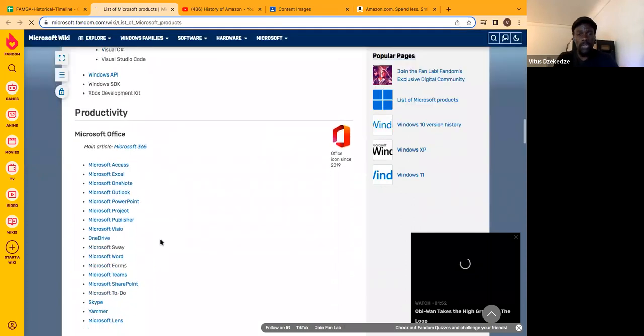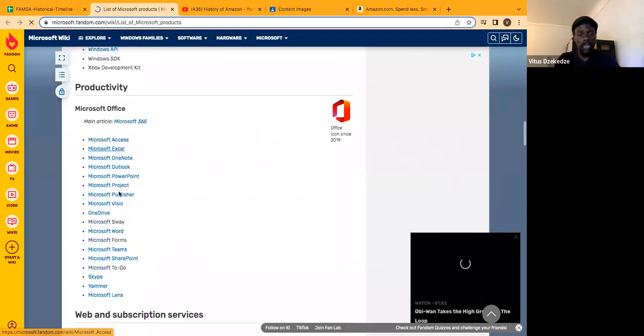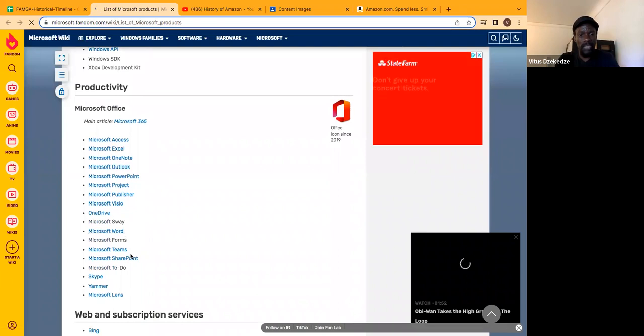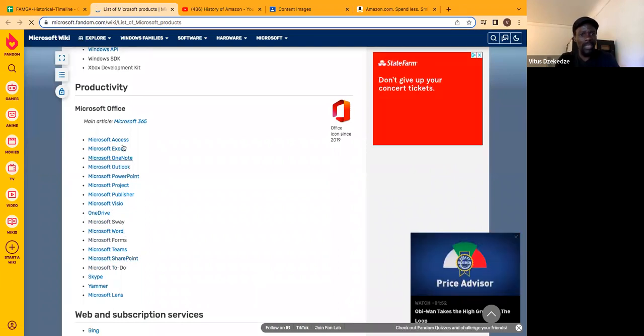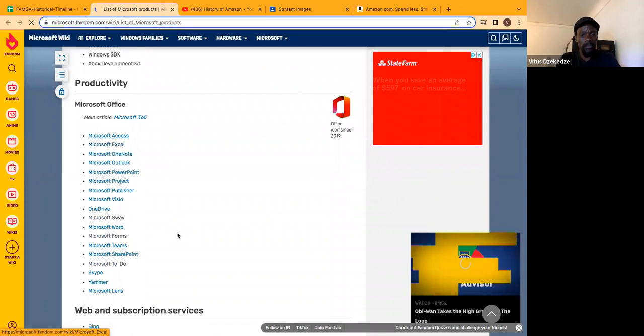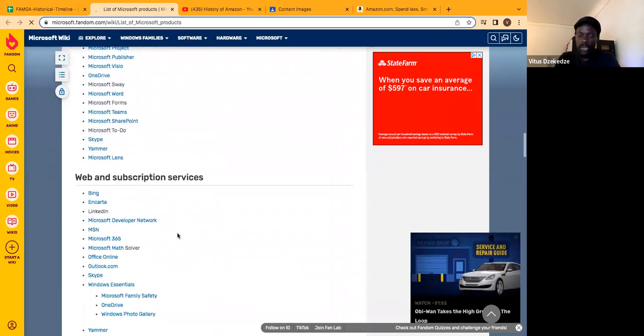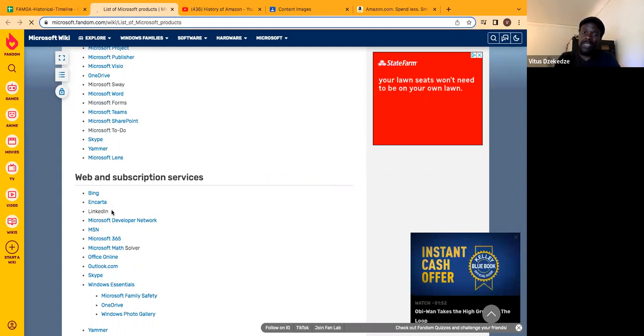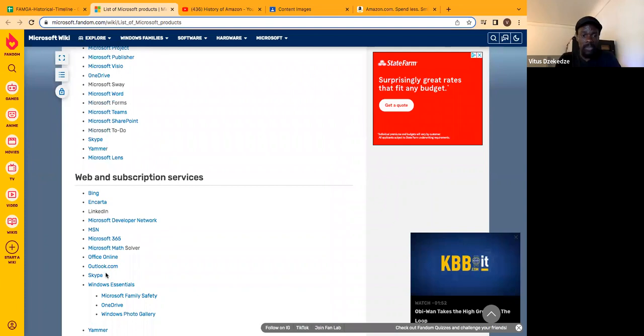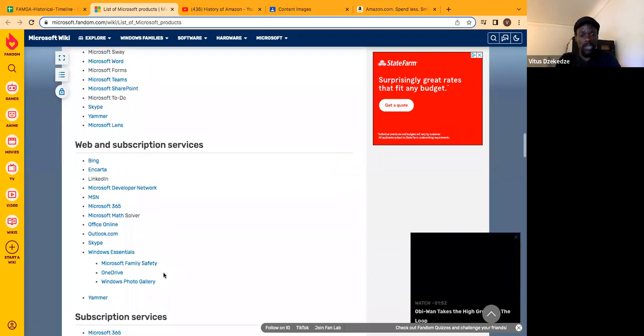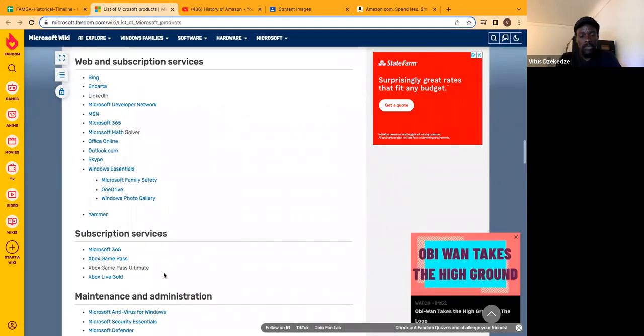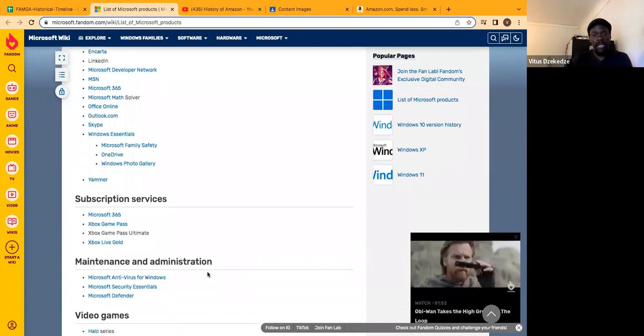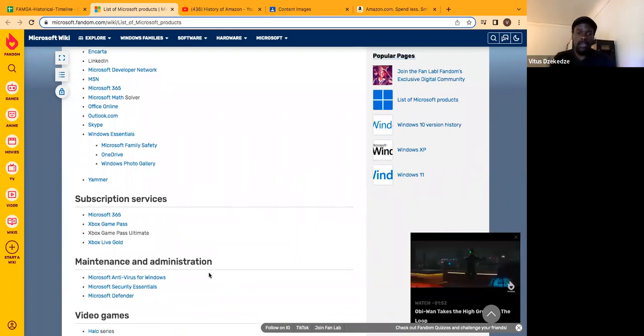If you look at Microsoft Office, they have tons of applications: Microsoft Word, Forms, Teams, SharePoint, Outlook, Excel, Access, and so on. Now, if you look at the web, they also have a search engine called Bing. Microsoft actually owns LinkedIn. Microsoft 365, Skype is owned by Microsoft, and so on and so forth. They also have subscription services where people have to pay annually or monthly.